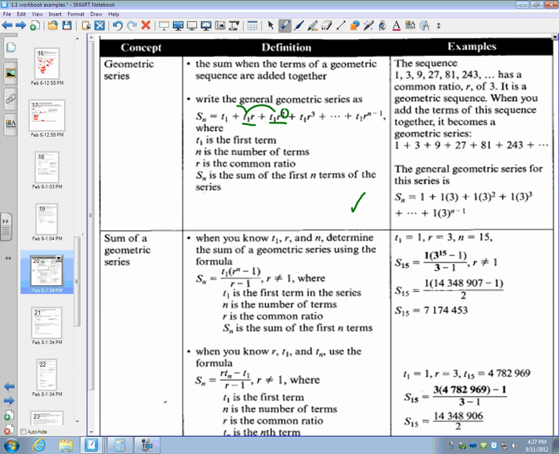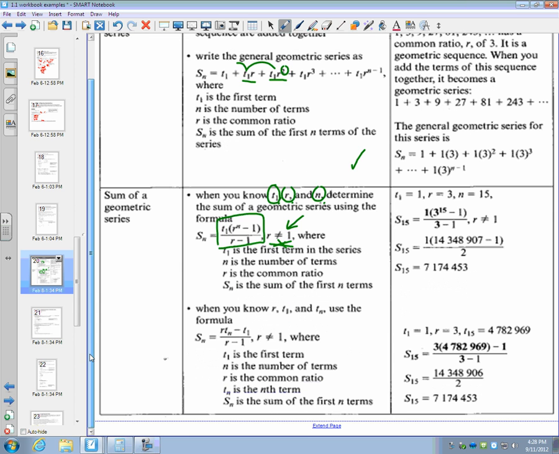To find the sum, we have two formulas we can use. It depends again on what you know. If you know T1, r, and n, so if you know the first term, the common ratio, and the number of terms, we can use this formula as long as r does not equal 1. That's important. Just r cannot equal 1. And when you know the ratio, term 1, and the last term, we're going to use this formula here to spit out the sum.